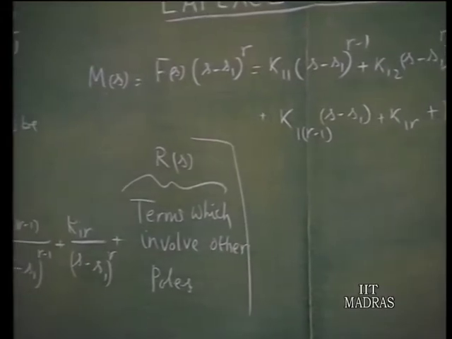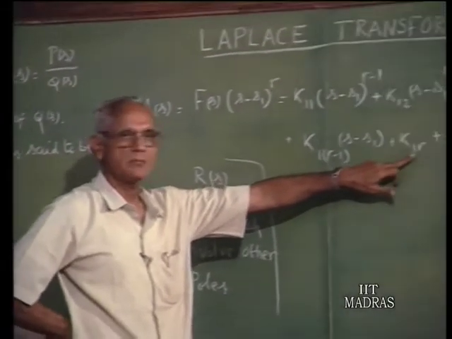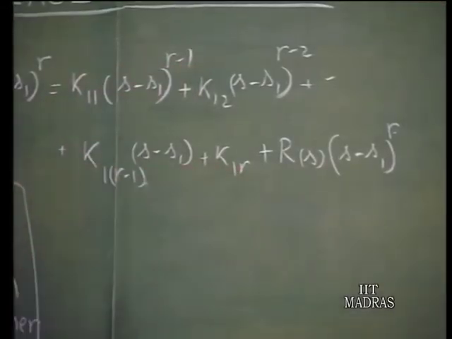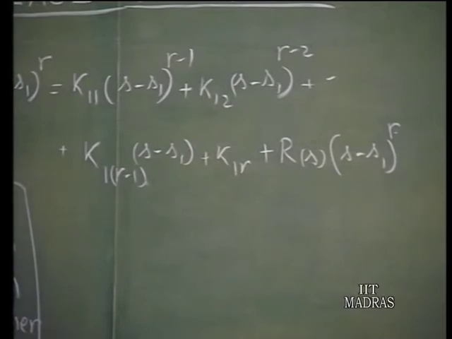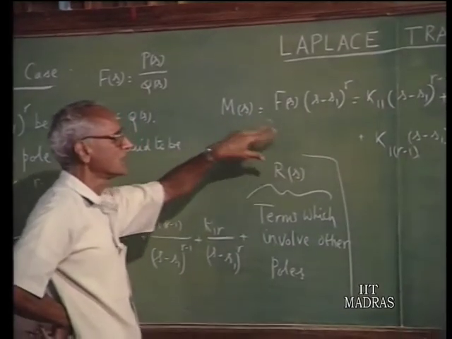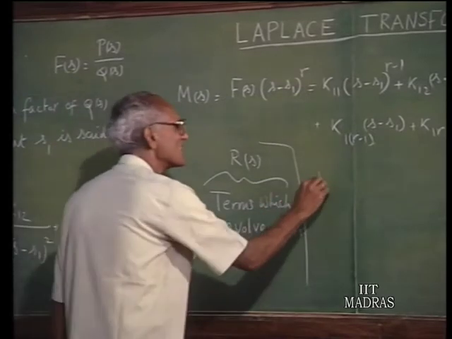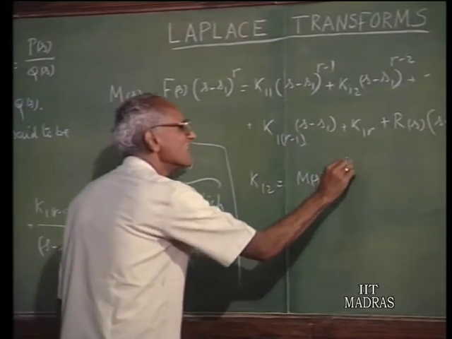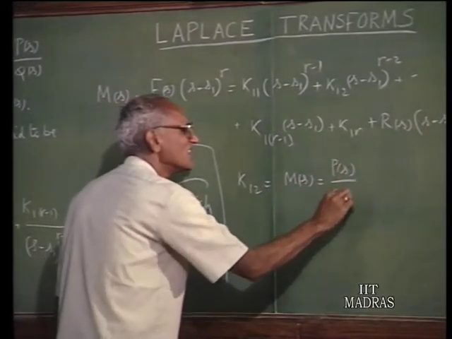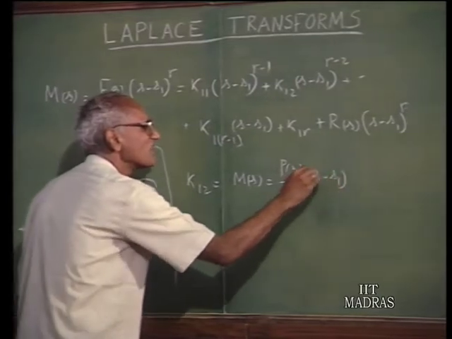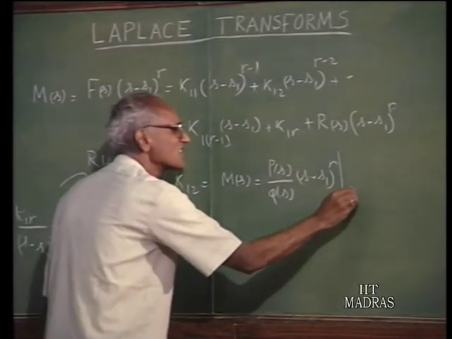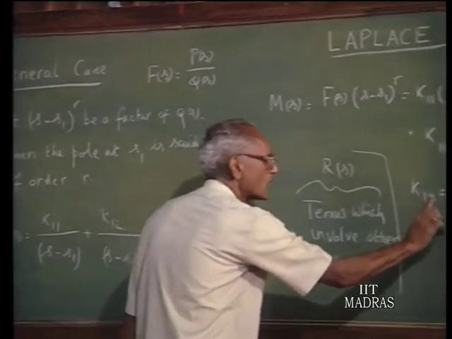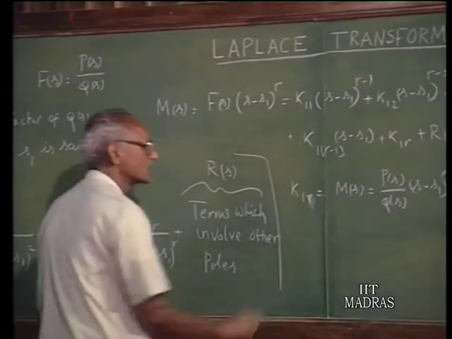Now, it is easy to see that k1r is simply found by substituting s equals s1 in this expression, because every term vanishes except this one when you substitute s equals s1. So, when you substitute s equals s1 in M(s), k1r falls out. So, k1r equals M(s), which is really P(s) over Q(s) multiplied by (s minus s1) raised to the power of r, with the substitution s equal to s1. That is quite straightforward. That is k1r.